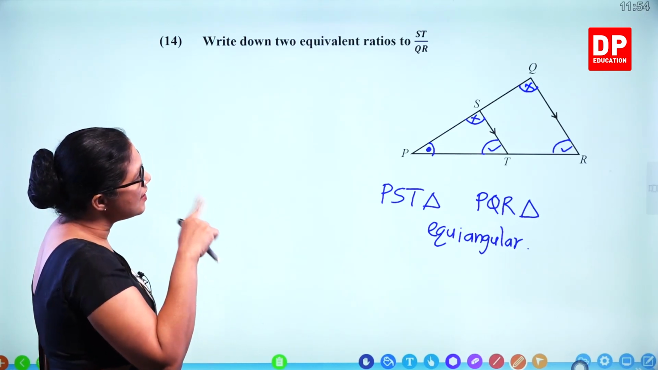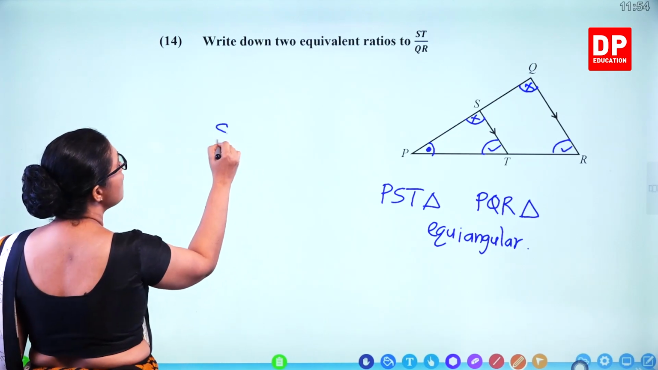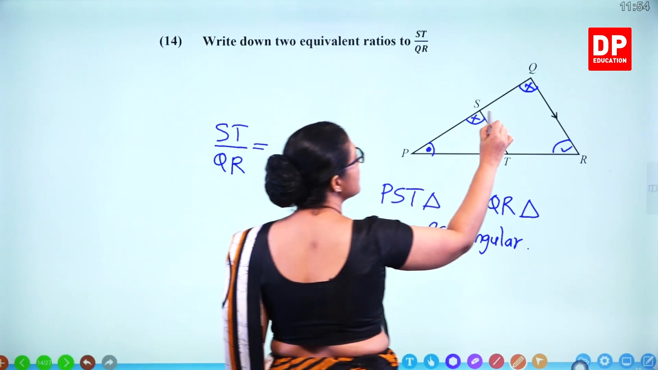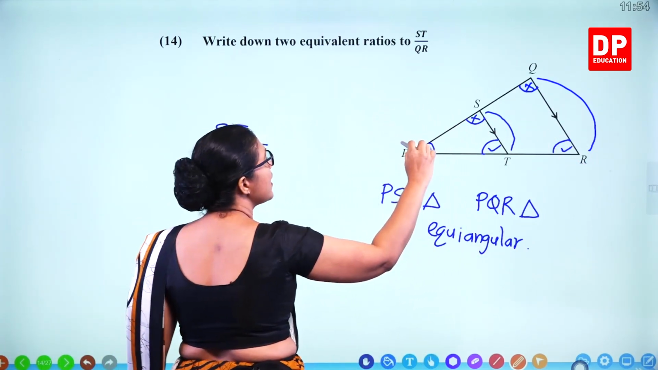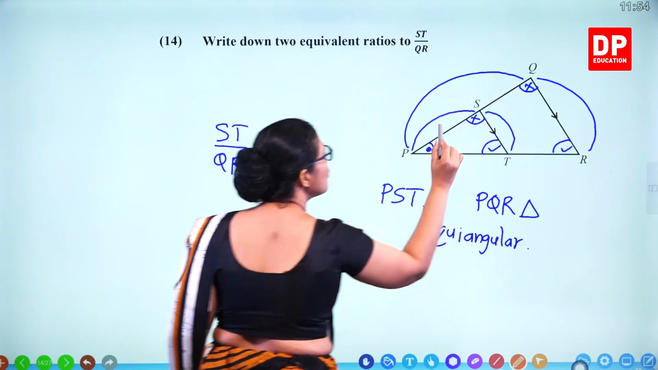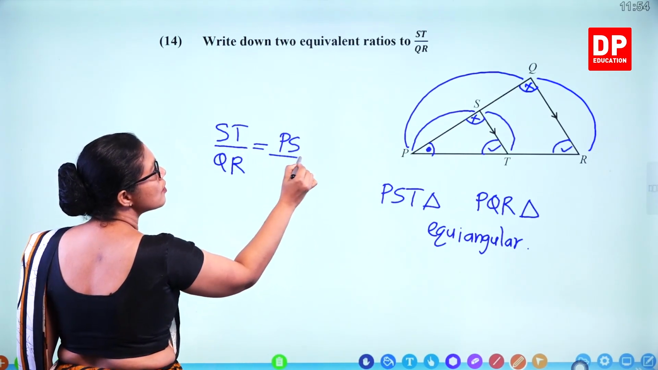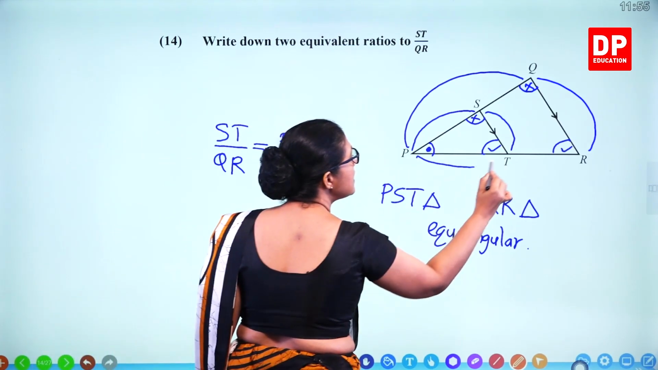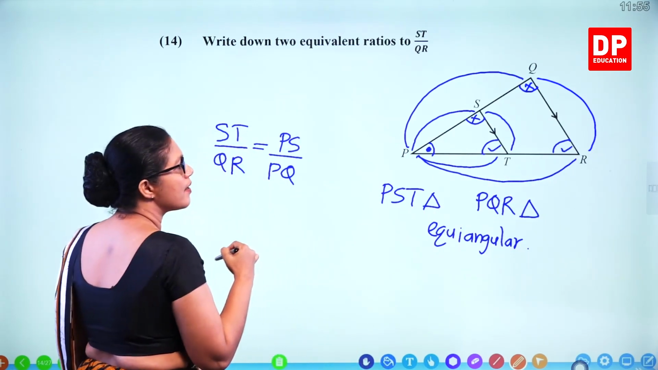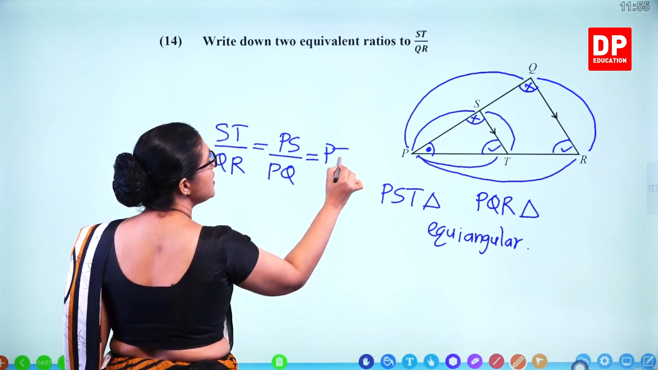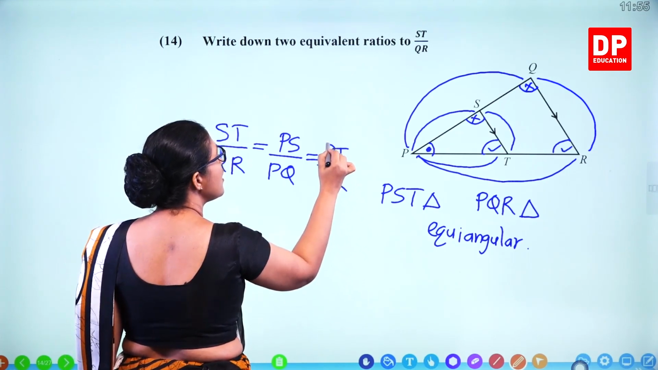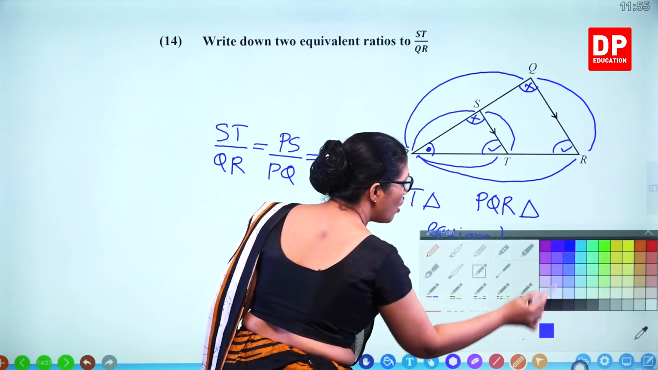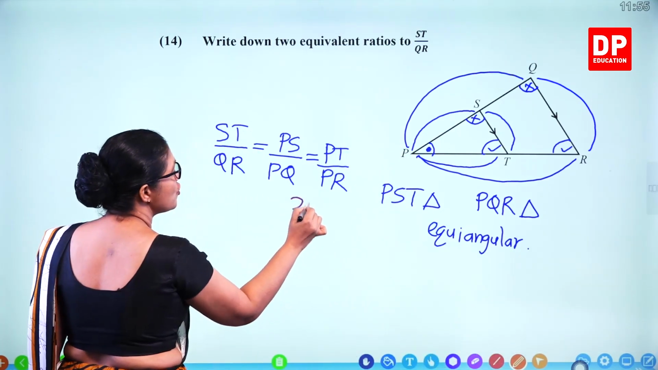So they have taken ST and QR. That means smaller one to bigger one. So smaller to bigger, smaller to bigger. What's the ratio then? PS to PQ. Or you can write the other way around, PT to PR. That's equal to PT to PR. So the ratios are the same. You can write these two. So 2 marks for writing both the correct ratios.